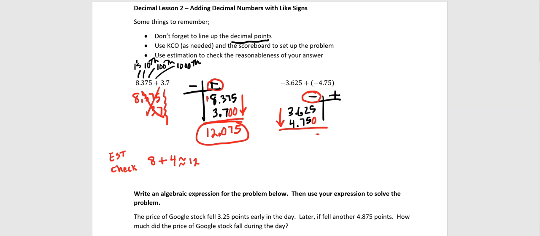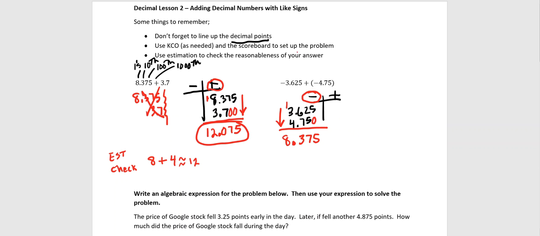So 5 plus 0 is 5. 5 plus 2 is 7. Nothing to carry yet. 7 plus 6 is 13. There's our decimal point. Well, because it was 13, we carry the 1. 4 plus 3 is 7, plus 1 is 8. So we should be all set.